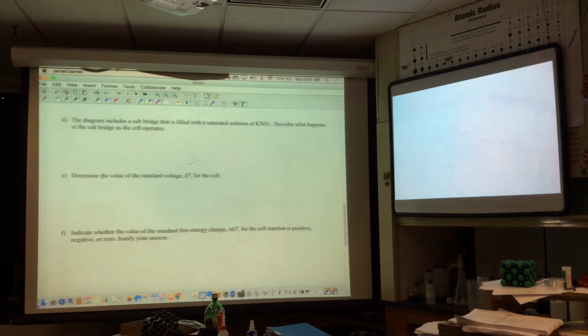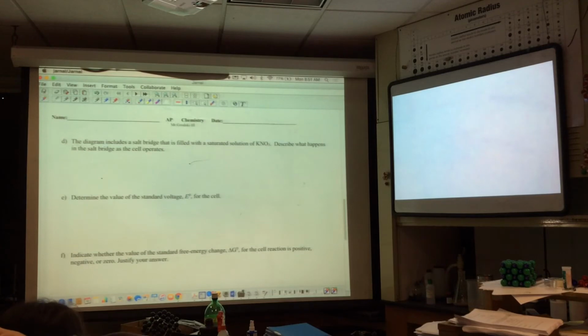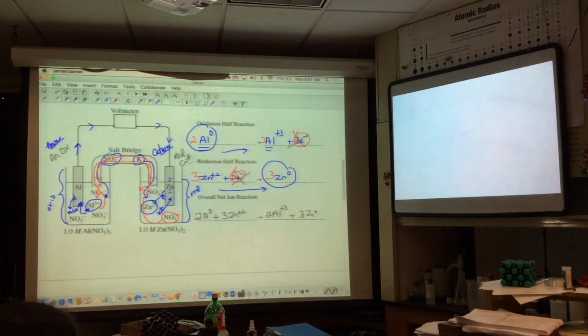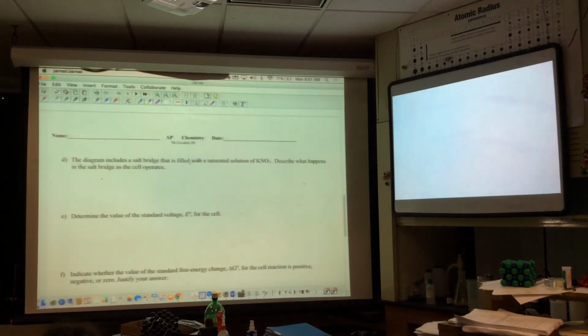The diagram includes a salt bridge that is filled with saturated solution of KNO3. That means it has the max amount of K plus and NO3 minus. Describe what happens in the salt bridge as the cell operates. We kind of covered that, but clearly what happens is the positive K plus is going to move toward the reduction half cell.